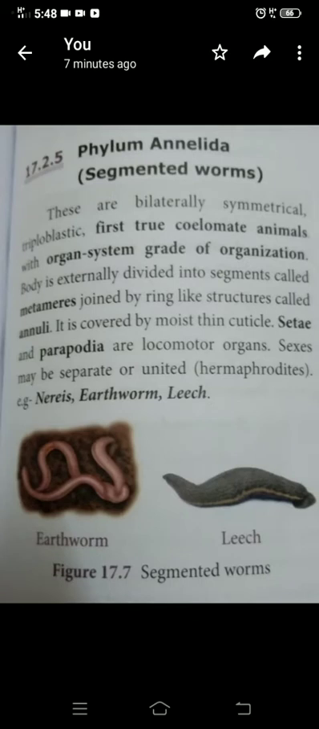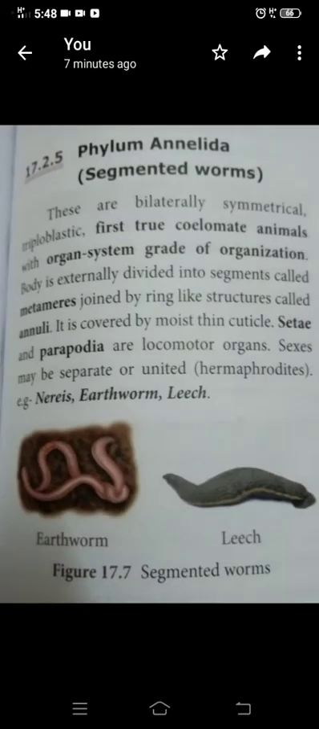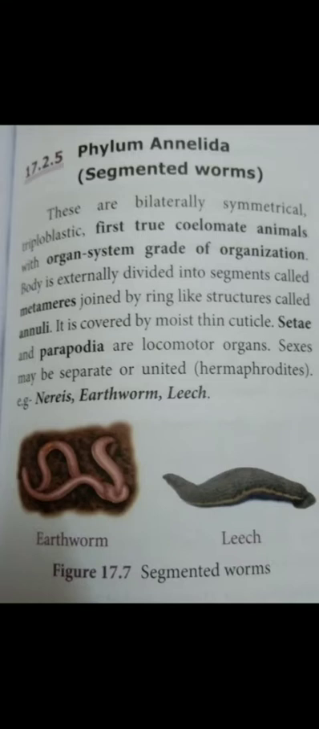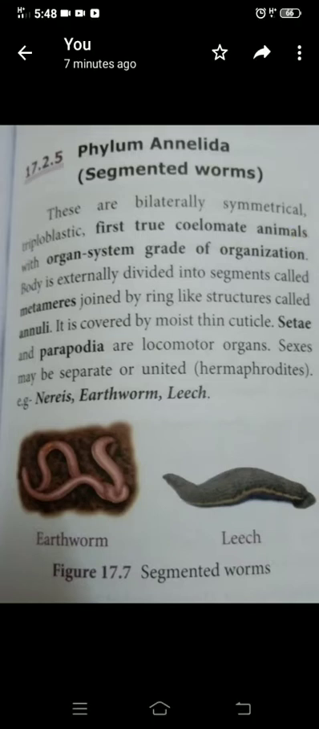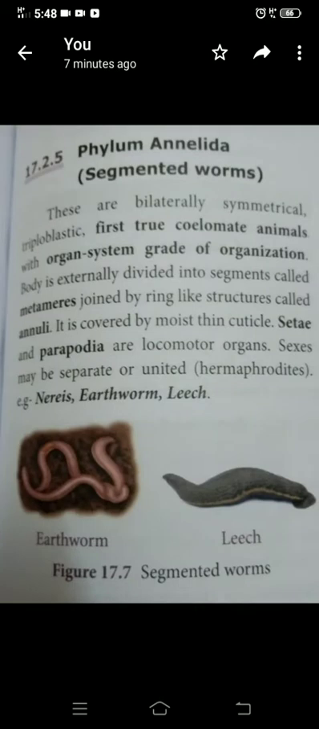The next phylum is Annelida. It is also a worm, but the body has segments. Among the differences, the roundworm does not have segments, whereas this has segments. It is also bilaterally symmetrical, but it has a true coelom. The earlier one has a pseudocoelom, but this one has a true coelom.